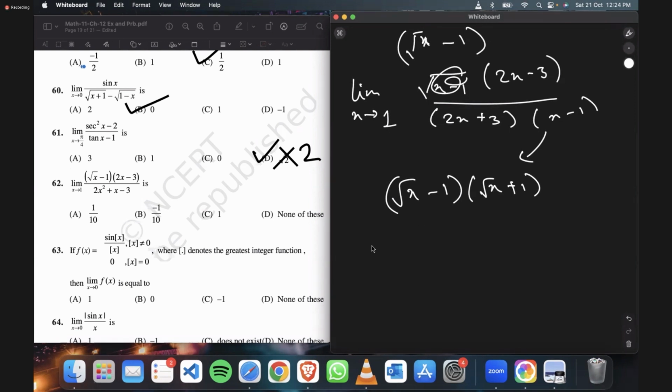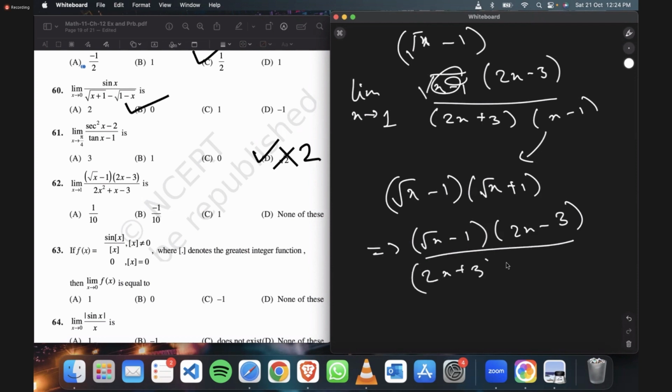Right. So under root x minus 1 times 2x minus 3, divided by 2x plus 3. And there is an under root x minus 1, and there is an under root x plus 1.